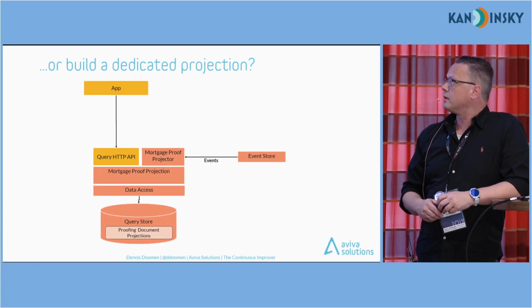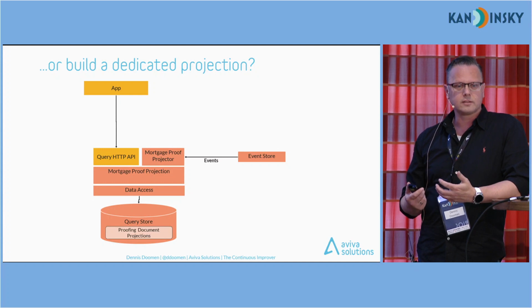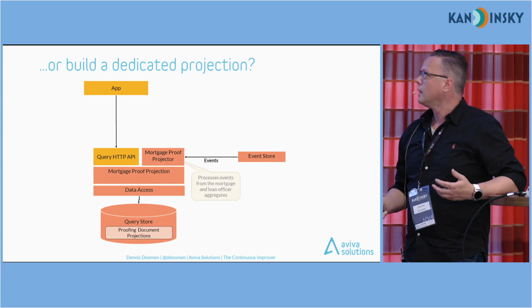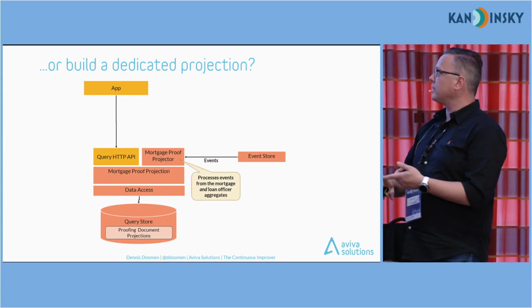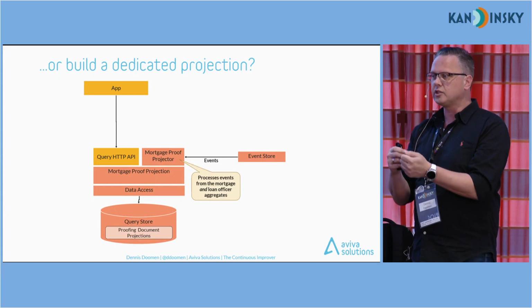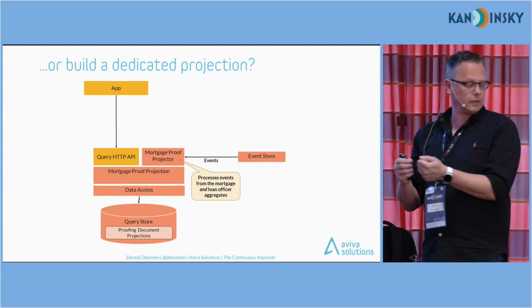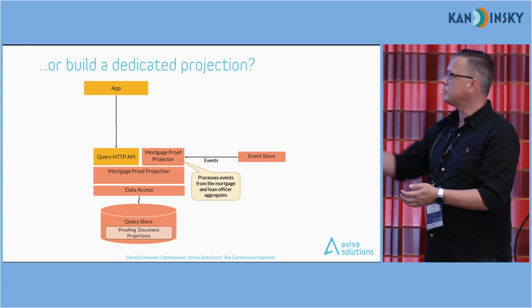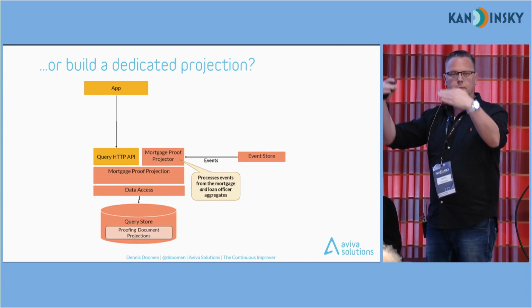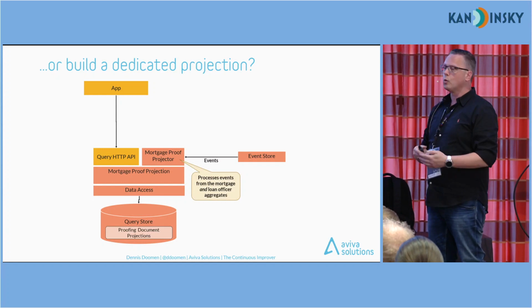Alternatively, you could say, I'm building a dedicated projector, and that's the most puristic approach. So I'm building something that listens to the events from both the mortgage application and the loan officer, everything that happens there, and the signatures, and builds up something that completely matches this structure, which is the proving document projection. And that already contains everything pre-formatted exactly the way the UI is expecting it.